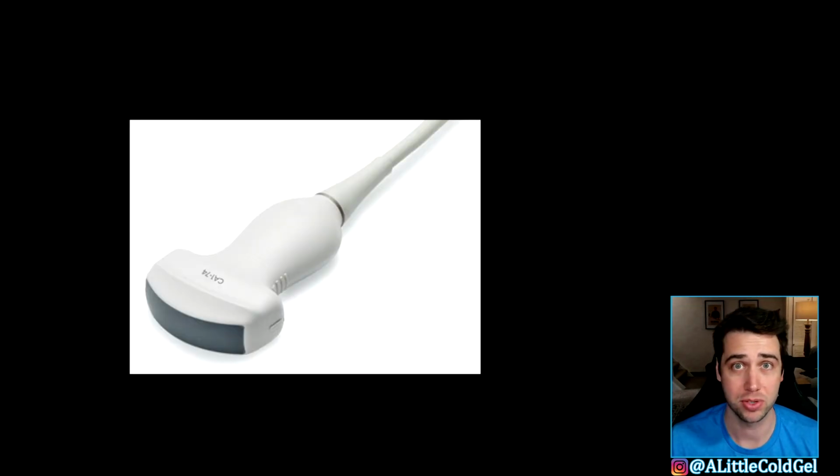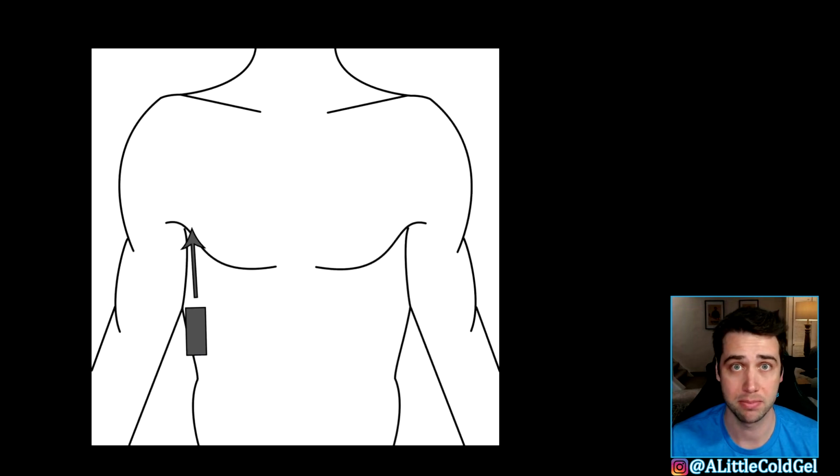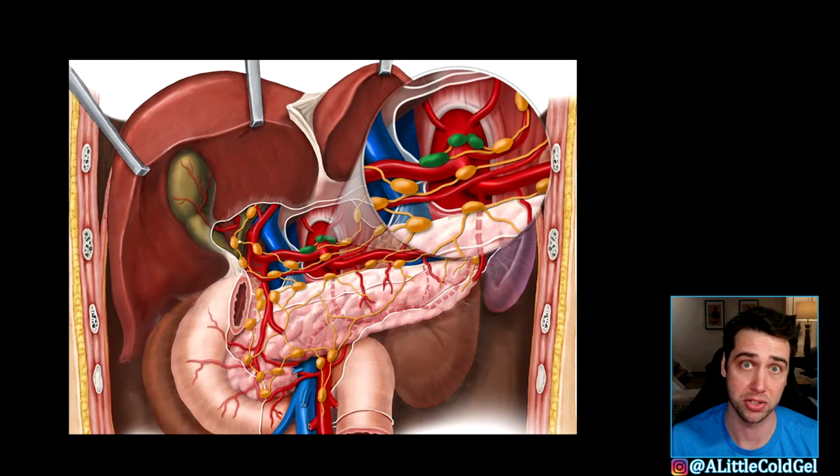So first things first, we're going to be using the Curvilinear Probe for this exam. Starting out with the right kidney, because of the position of the liver, this one is actually a little bit lower and a little bit more anterior than the kidney on the left. So what you're going to want to do is go to the lowest intercostal space and probably about mid-axillary line to find it. Usually when you put the probe on, you're going to see it right away.